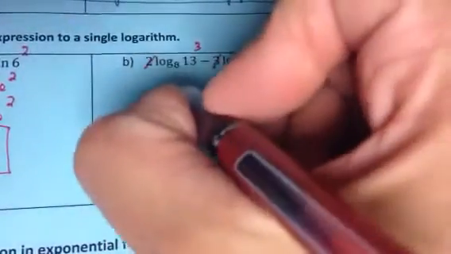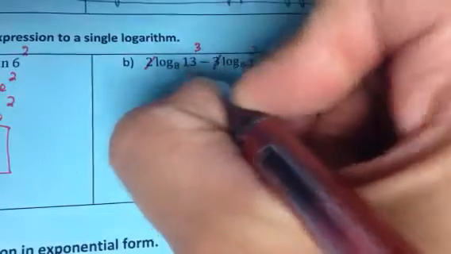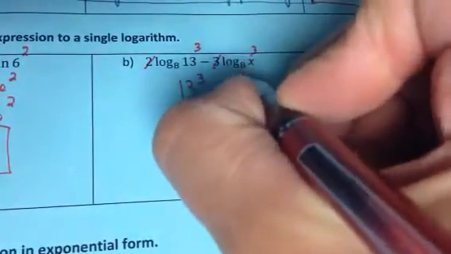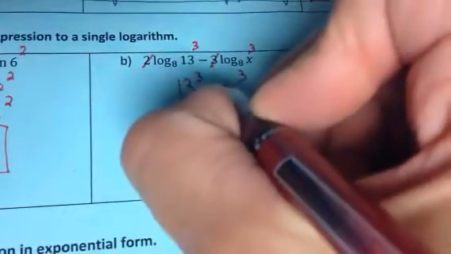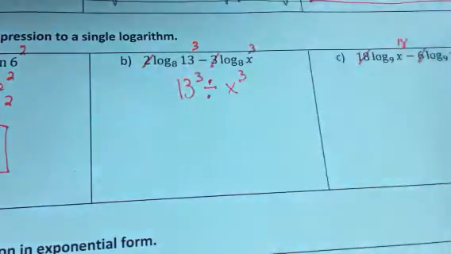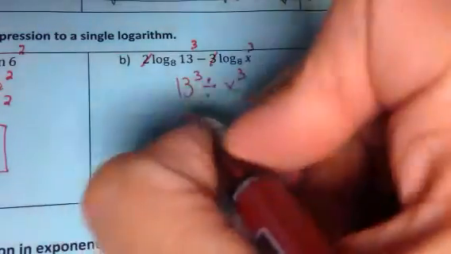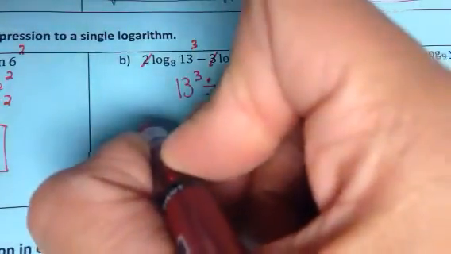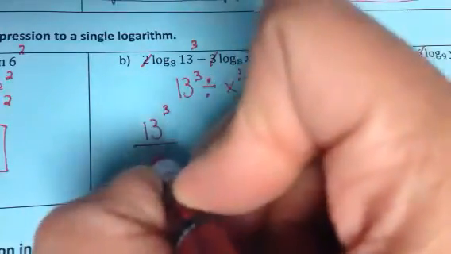Oops, sorry. All right, this one. So ignoring the logs, 13 cubed minus x cubed would turn into 13 cubed divided by x cubed. And they don't write it with the division symbol, they always write it with a fraction.